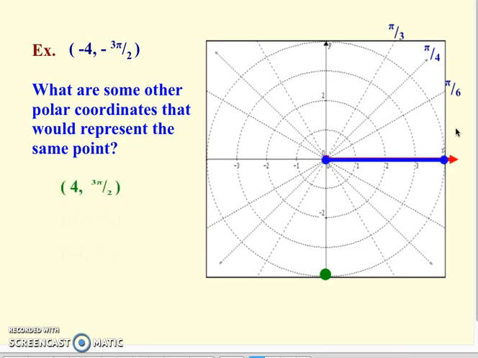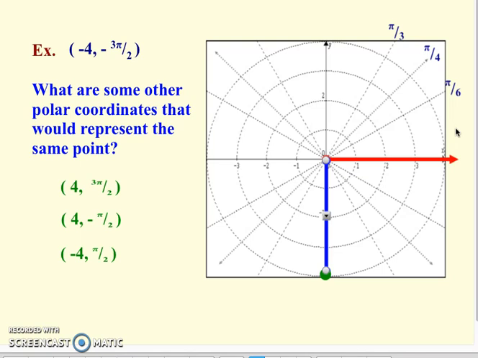So one possibility would be 3 pi over 2 and 4. So if I did my rotation, positive 3 pi over 2, radius 4, got it. Another possibility would be to go to negative pi over 2, radius 4, same location. Pi over 2, negative 4, same location.